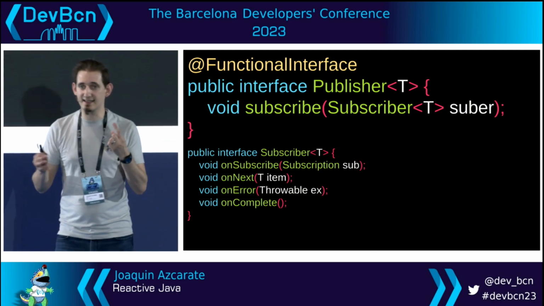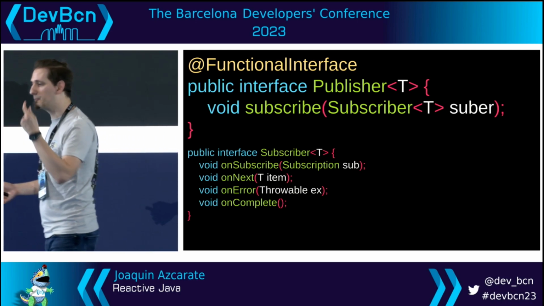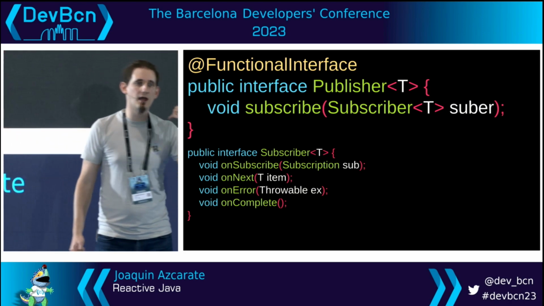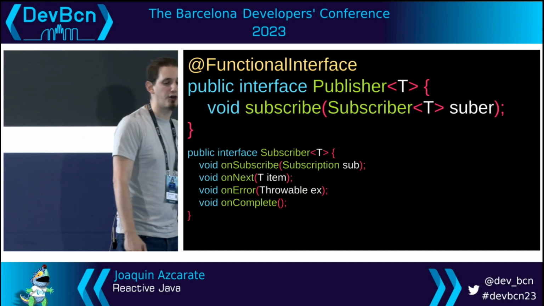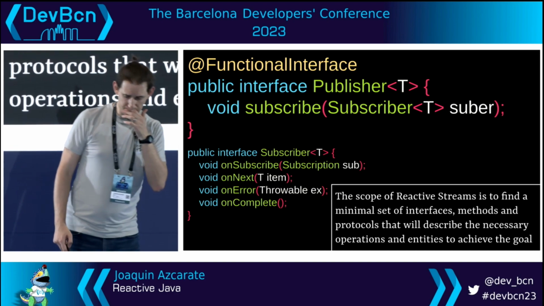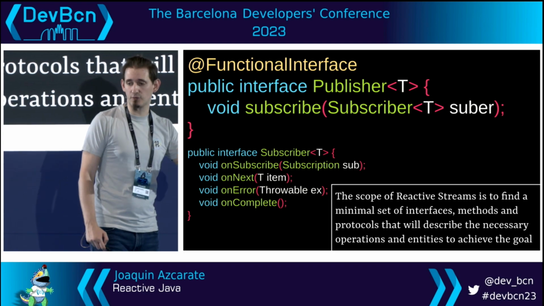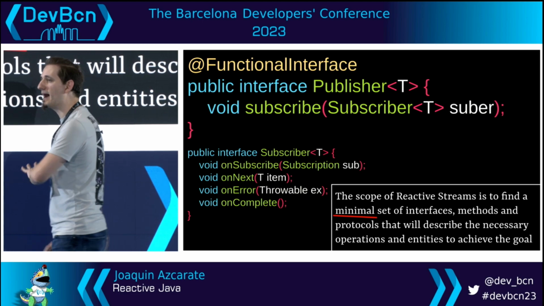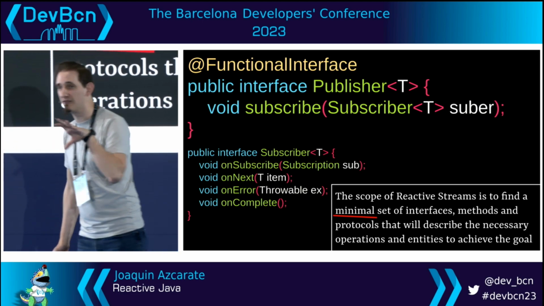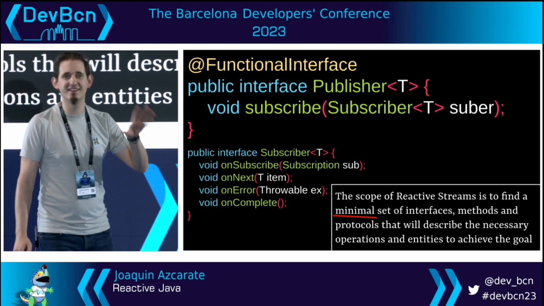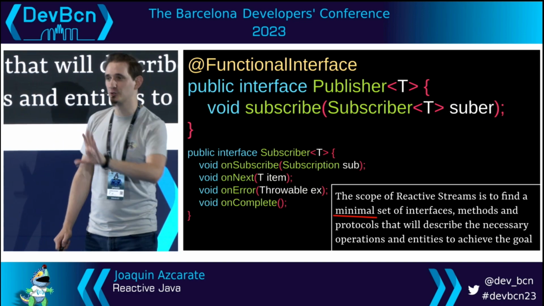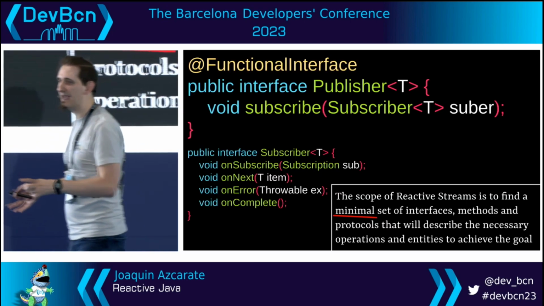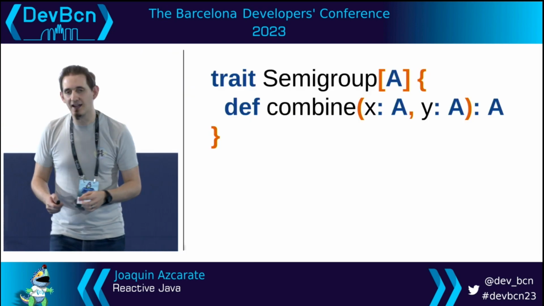Publisher has a single method called subscribe that you pass an object to, and that object has a couple of callbacks: what to do when I subscribe, what to do on the next value, what to do on an error, and what to do when I complete. But this interface comes from Reactive Streams, and this is a minimal set of interfaces. This is, again, by no means something that you as a user of a reactive language should be using. This is meant for interoperability. Do not use them. Because with this one-method functional interface come laws.